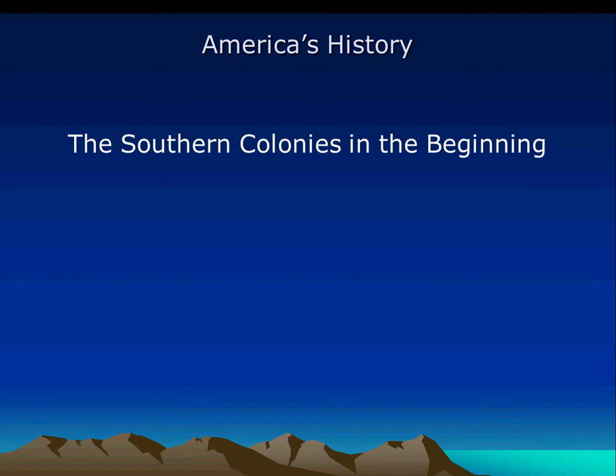This slideshow video, we'll be talking about Chapter 3. We'll be talking about the Chesapeake, the New England, and the Middle Colonies and how they were settled, and try to look at some of the social and economic factors that were characteristic to all three of these areas.